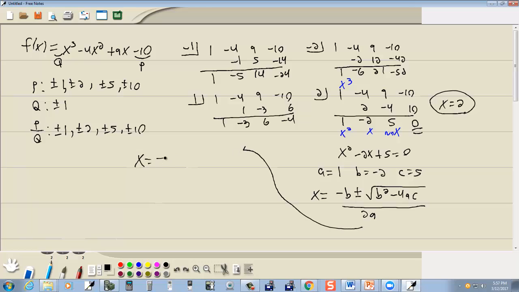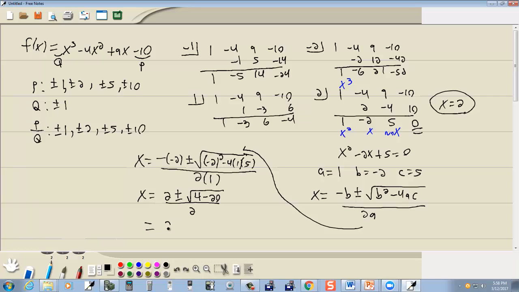So we got x is equal to -(-2) plus or minus the square root of (-2) squared minus 4 times a times c, all over 2a. Negative gives us a +2 plus or minus. (-2) squared is 4, minus 4 times 1 times 5 is 20, over 2. So we got 2 plus or minus the square root of 4 minus 20, which is -16, over 2.